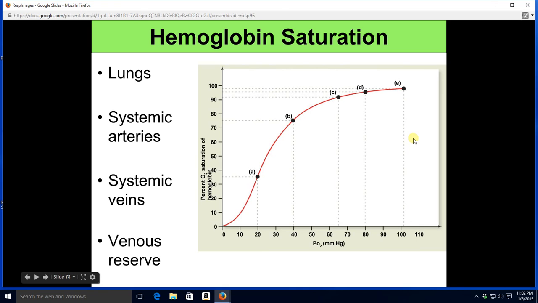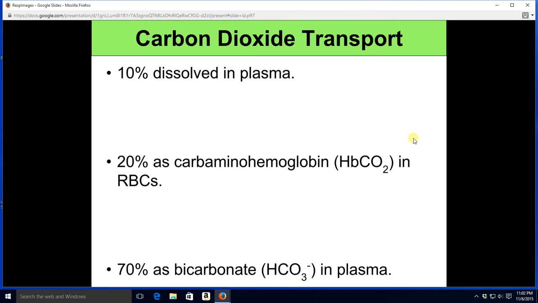All right, bad news. Don't worry about this graph. Good news. Let's keep going.